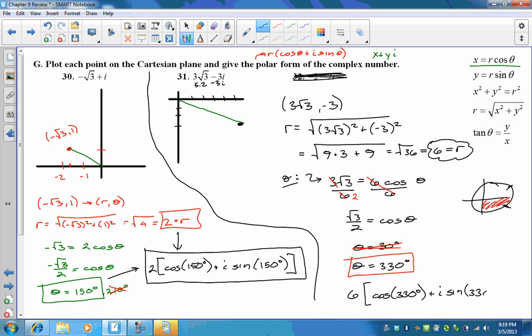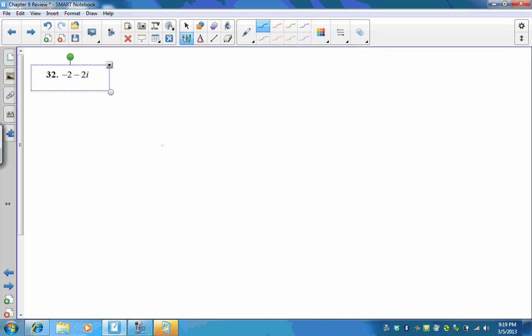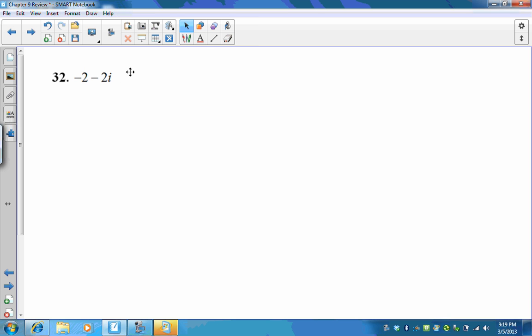And one more, number 31. We're going to plot the point first. It's negative 2 minus 2i, so that's going to be in the third quadrant. It's a negative x and a negative y. So I'll plot the point negative 2, negative 2. It'll be about right here. We'll connect it back to the origin. So there it is graphed.